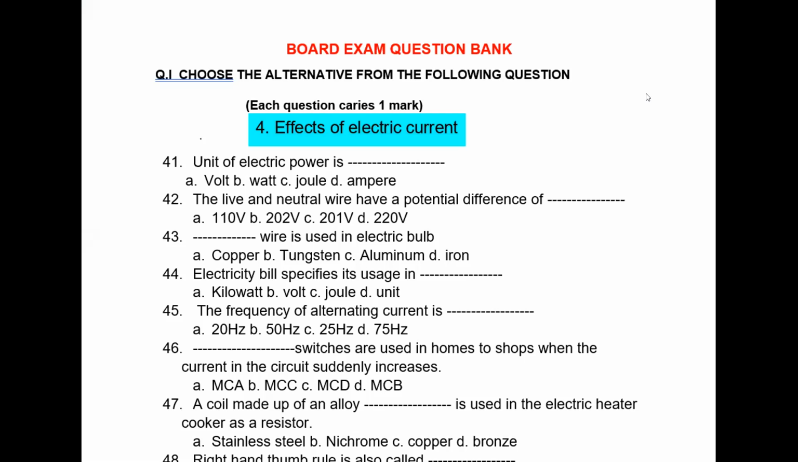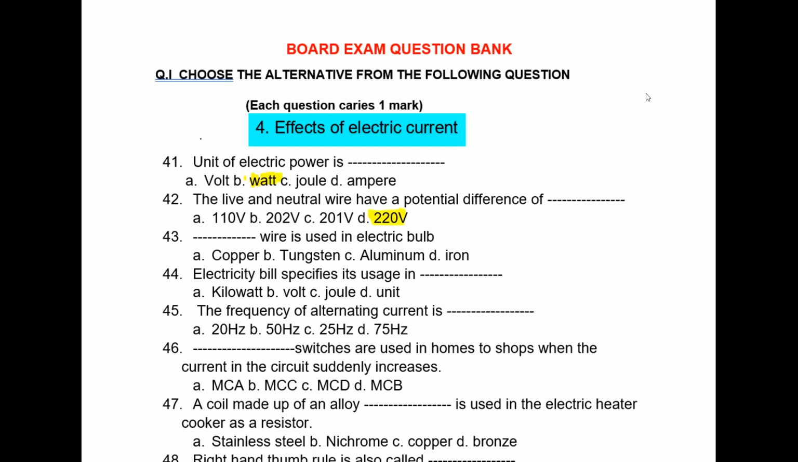The unit of electric power is dash. Volt, watt, joule, ampere. We know that the unit of electric power is watt. So answer is option B. Next is the live and neutral wire have a potential difference of dash: 110 volt, 202 volt, 201 volt, 220 volt. We know the potential difference between live and neutral wire is 220 volt.